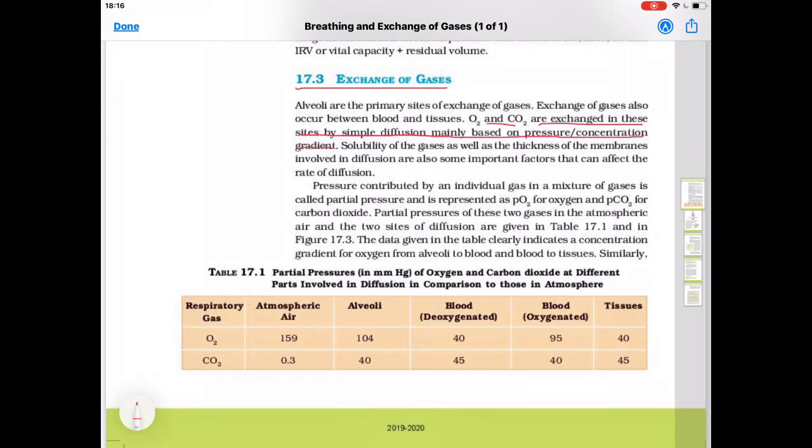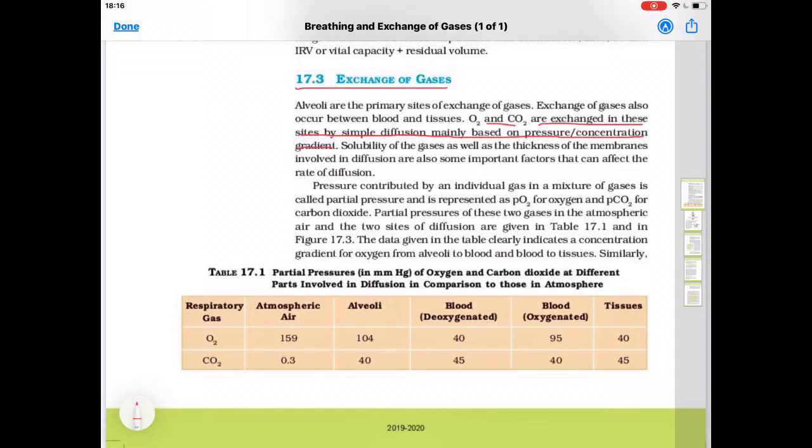What is the main reason for exchange? By simple diffusion from higher concentration or higher pressure region towards the lower pressure or concentration region. So the diffusion occurs from higher concentration towards a lower concentration region.